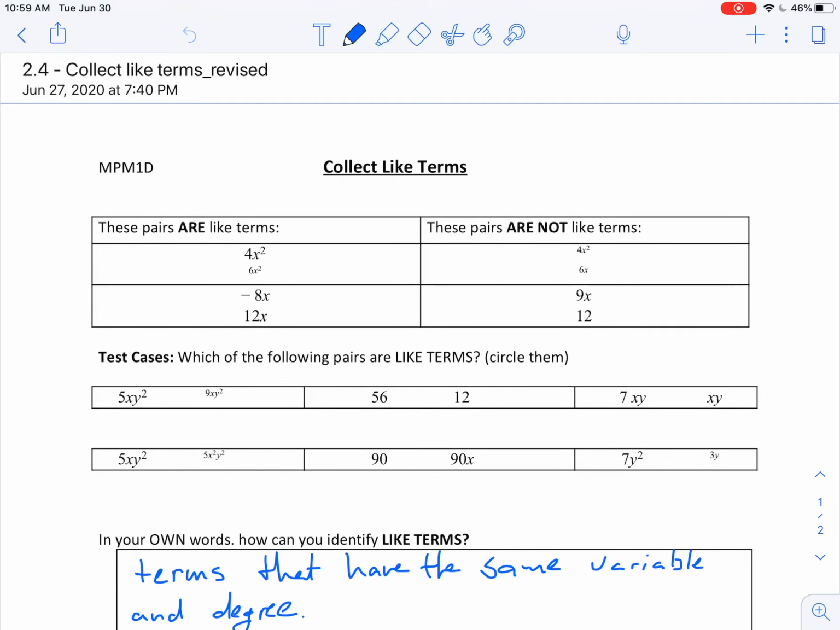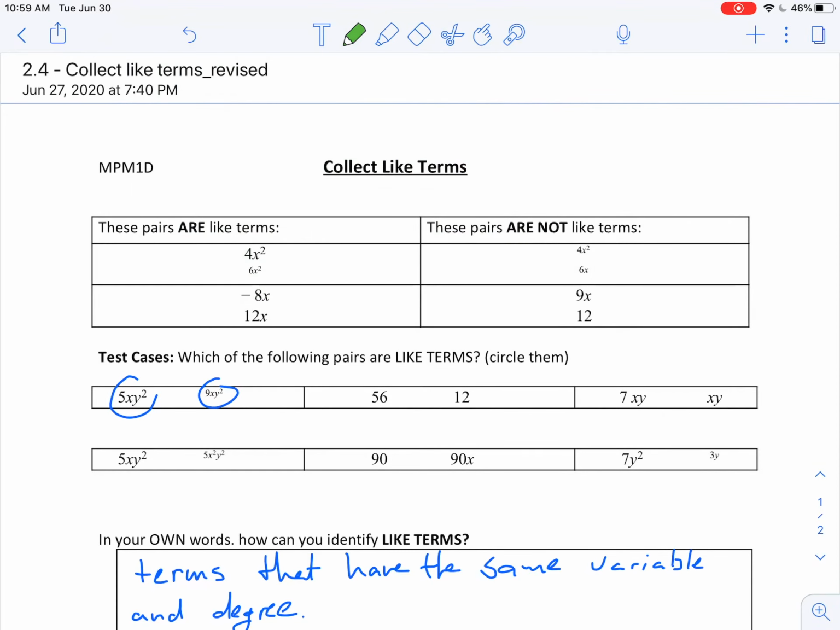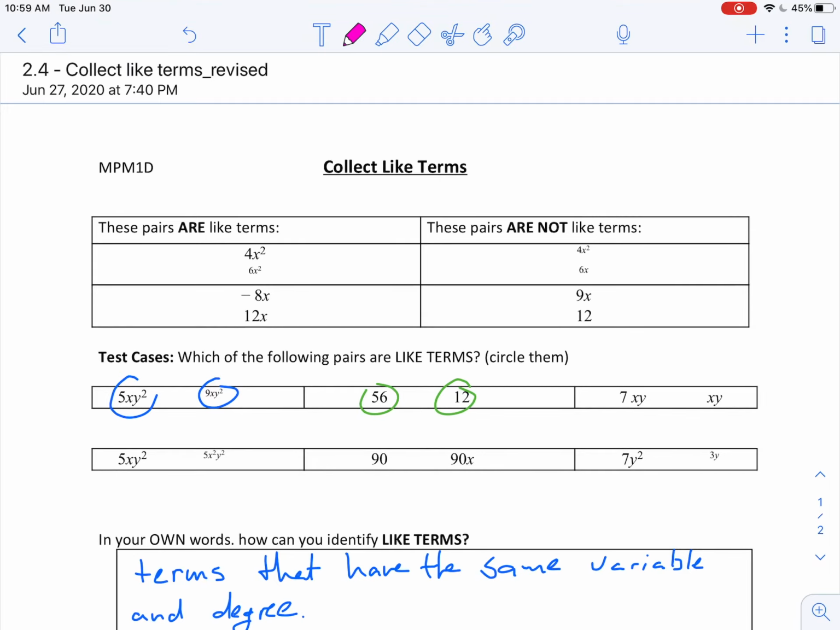So in this case, I have 5xy squared and 9xy squared. Well, they have the same variables and the same degree. So these are like terms. I then have 56 and 12. They don't have any variables. They're both constant terms. So these are like terms, meaning I can actually do the math there. And then my third example, I have 7xy, and then we can also write this as 1xy. They have the same variables and they have the same degrees. So these are like terms.